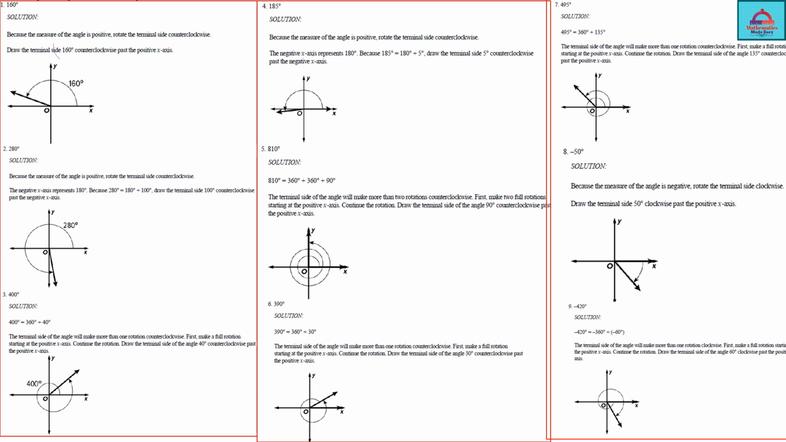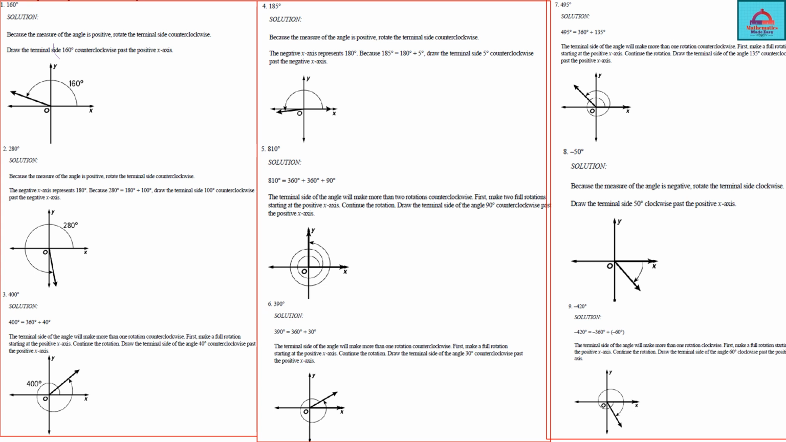Okay, so plus 160, that is, you start from 0 and you move on till 160. The terminal side here is in the counterclockwise direction past the positive x-axis. So this is how the angle is drawn. Then 280 is a little less than 360, that is a complete angle. Again, the angle is positive, so we are going to rotate the terminal side counterclockwise.